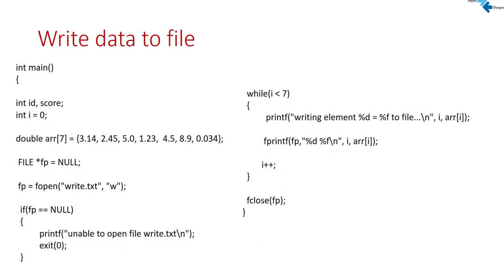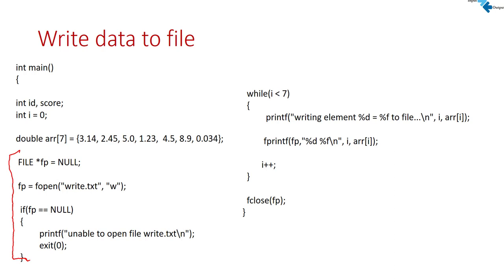So here, starting with the main function, declaring two variables, ID and score, initializing i to 0. And then I have an array of doubles having 7 elements. And then the regular way of doing it, having a pointer pointing to null and then pointing it to the file, which is called write.txt, and making sure that everything is assigned right. So the pointer is pointing to the file.